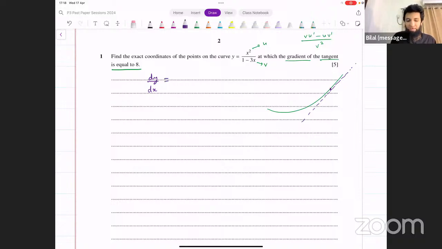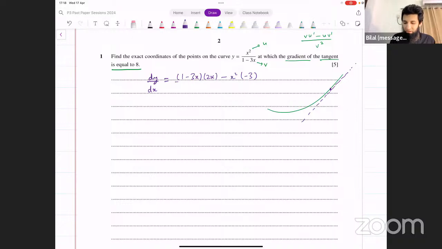What's the derivative then? v as it is, that means 1 minus 3x as it is, into the derivative of u, which is 2 times x, minus u as it is. What's u? u is x squared, into the derivative of v, 1 minus 3x. What's the derivative of that? Derivative of 1 is 0. Derivative of minus 3x is minus 3. So you have x squared into minus 3 here.